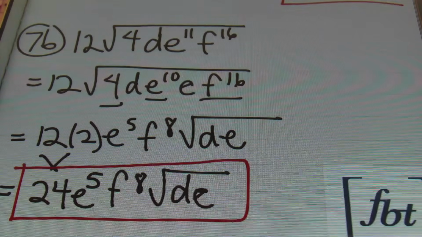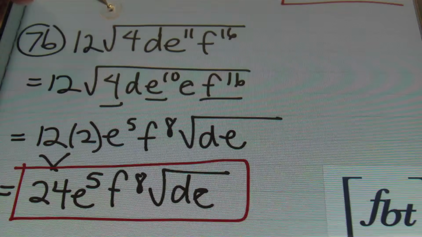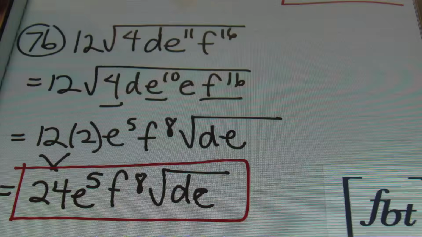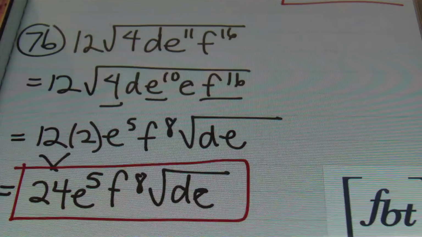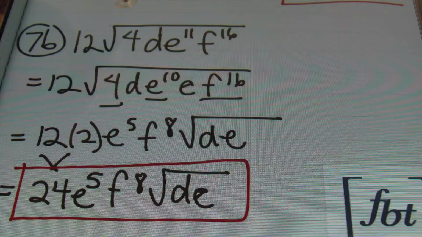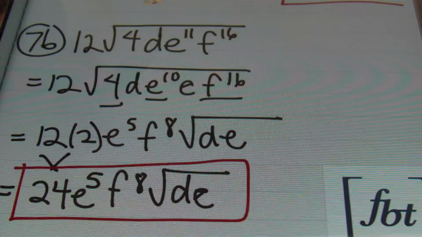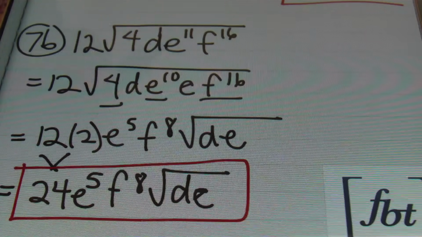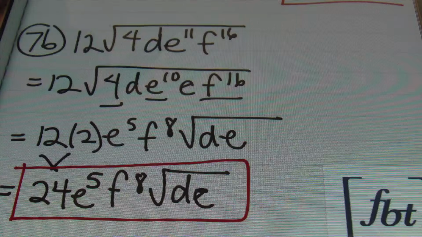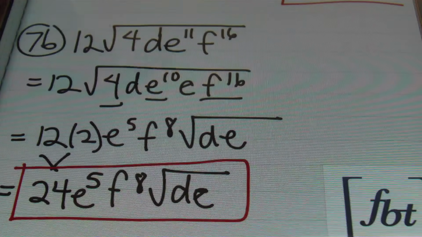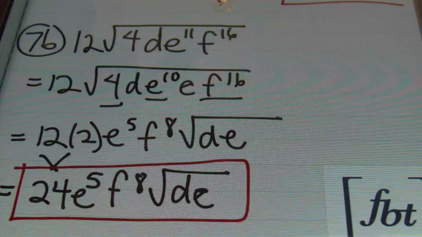Let's recap over this. In 7b, we had 12 times the square root of 4d e to the 11th power, f to the 16th power. I knew that 4 is a perfect square. That's on my list from the beginning of the tutorial. However, my exponents on my variables were odd for the most part. I had d to the 1st power. I also had e to the 11th power, and I also have f to the 16th power.